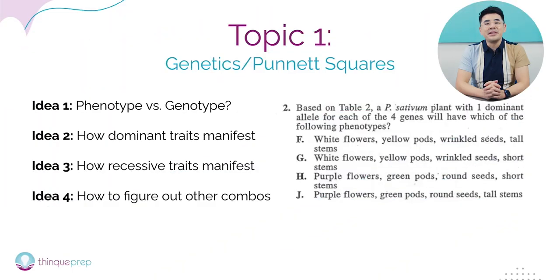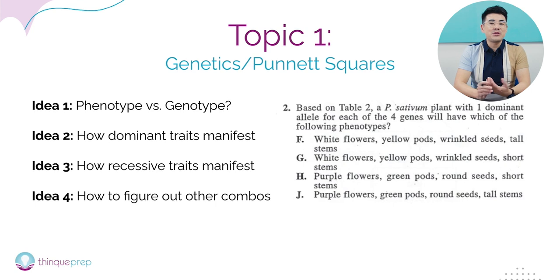So topic 1, genetics and Punnett squares. I would say that this is a highly occurring one. I see this on maybe 1 out of every 8 or 9 tests, so there's over a 10% chance I'd say that you'd see something like this. You need to know the difference between phenotype and genotype.